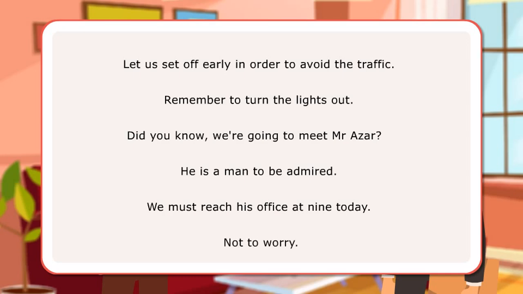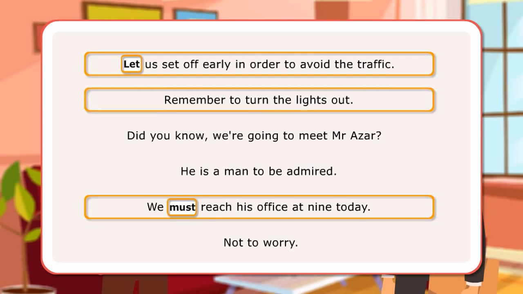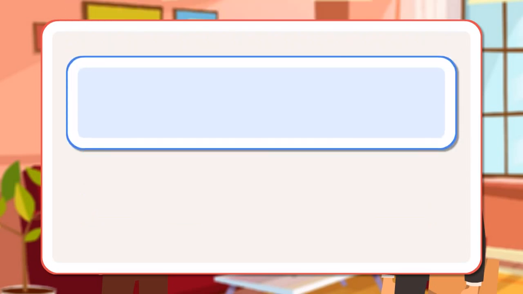Not to worry. In the first and fifth sentence, the verbs let and must are used without the infinitive. In the second sentence, the verb remember always follows to. In the third and fourth sentence, to meet and to be are used as verb nouns.